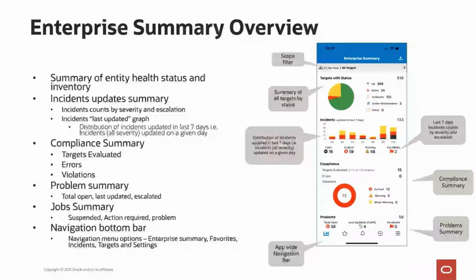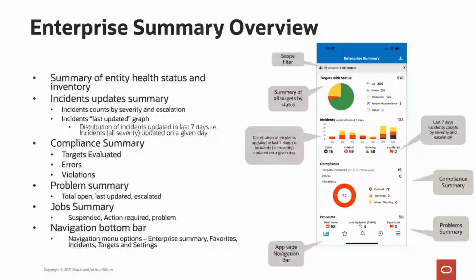At the bottom, we also have compliance and problem summary views, what we call tiles. There are multiple tiles on the enterprise summary. Each tile is targeted to a specific area of EM, and this gives you an overall summary. Then you can go into the details of each of these on different pages.